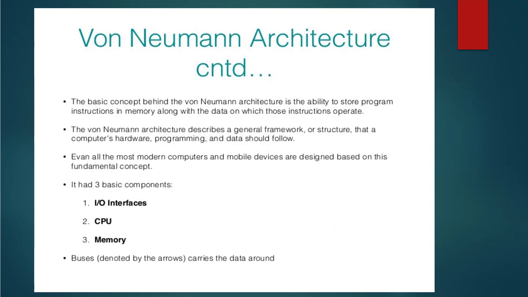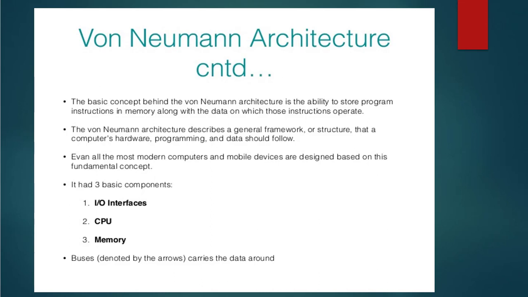Von Neumann architecture. The basic concept behind the von Neumann architecture is the ability to store program instructions in memory along with the data on which these instructions operate. Next, the von Neumann architecture describes a general framework or structure that a computer's hardware, programming, and data should follow. Next, even all the most modern computers and mobile devices are designed based on these fundamental concepts.